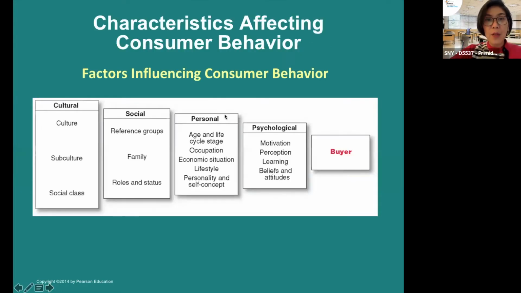Okay. Now, I said earlier there are a lot of factors that affect consumer behavior. These are the factors, and they can be categorized under four major groups: cultural, social, personal, and psychological. So there are four main groups of factors that influence consumer behavior: cultural, social, personal, and psychological.